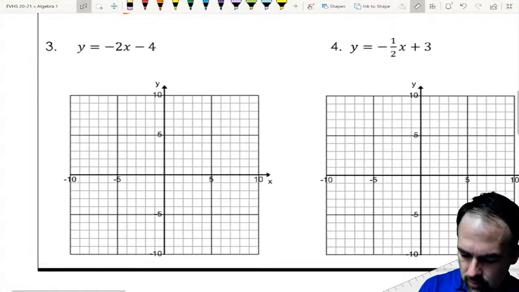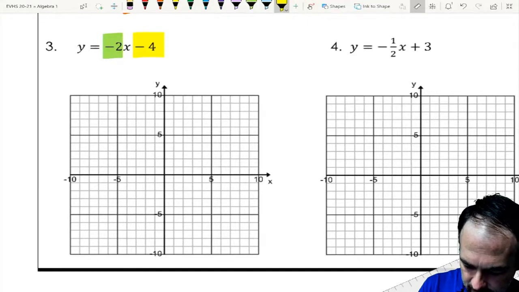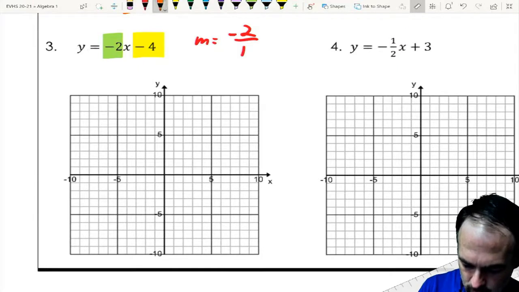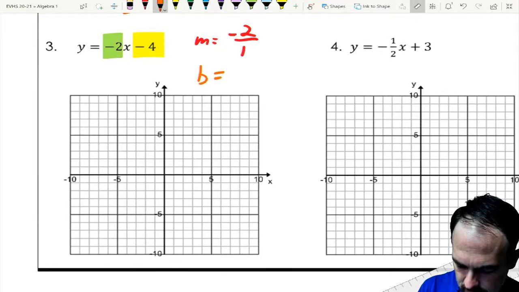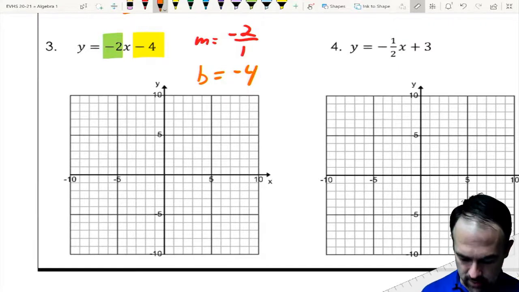Now we're going to jump in. Here our slope is -2 and our y-intercept is -4. M equals -2, always a fraction, so over 1, and b equals -4. Okay, same process as before. Do the slope or the y-intercept first. Go down 1, 2, 3, 4.